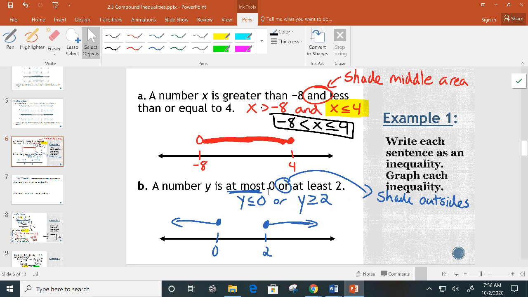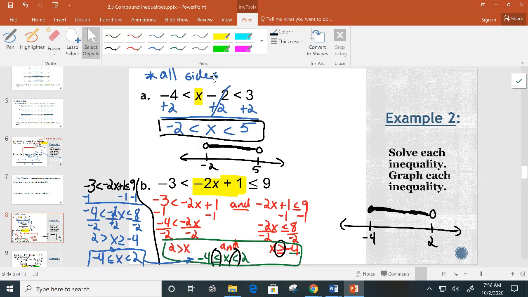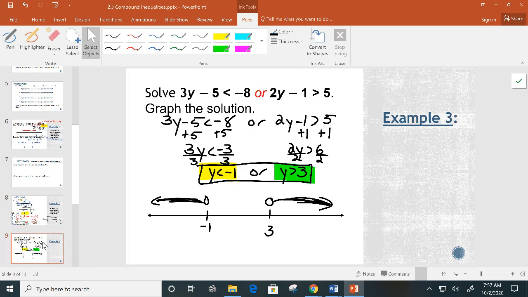The ors will always remain separate. Those and inequalities, if we're going to solve it using our first technique, make sure that we're adding or subtracting or performing whatever operation to all sides, the left and the right, or we can split it up and create our two inequalities, and make sure that we're shading the middle region. On the ors, we're shading on the outsides. We just treat them as two separate inequalities, and we solve them that way.